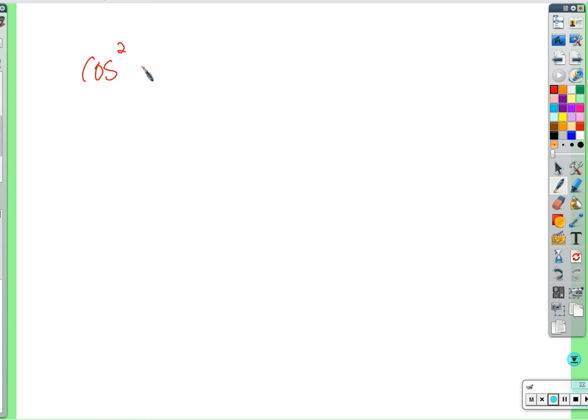Cosine squared of x plus 2, let's say actually, minus 1 plus sine squared of x. We want to simplify that expression.